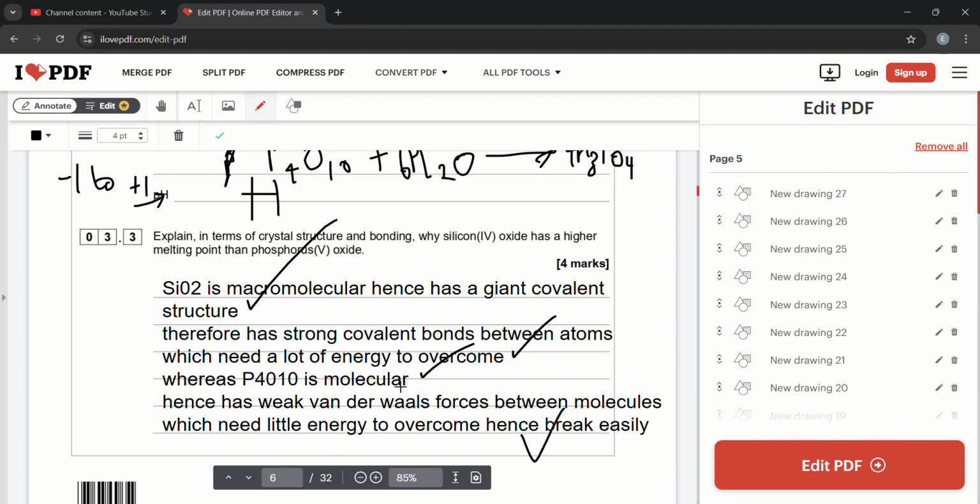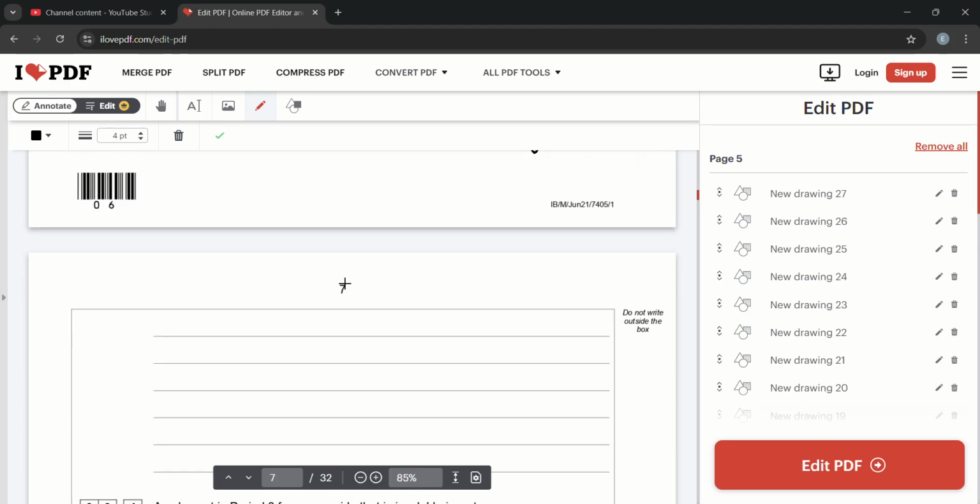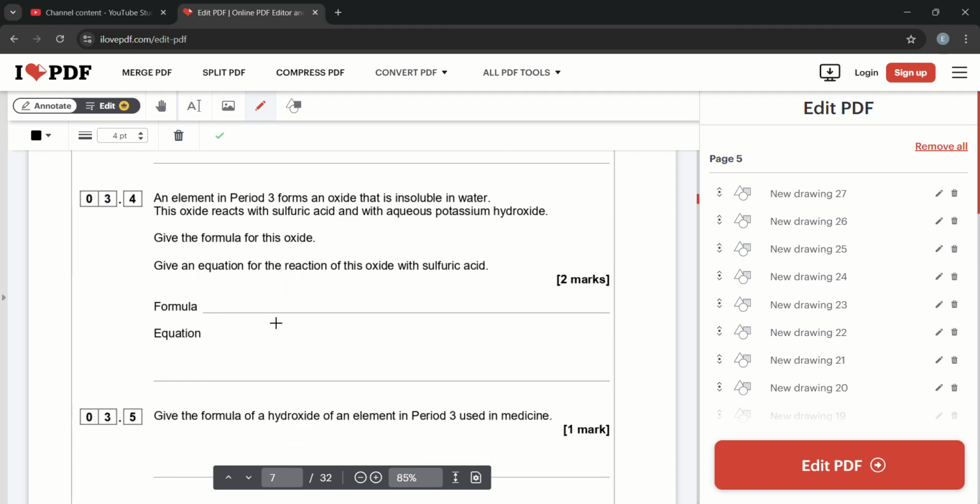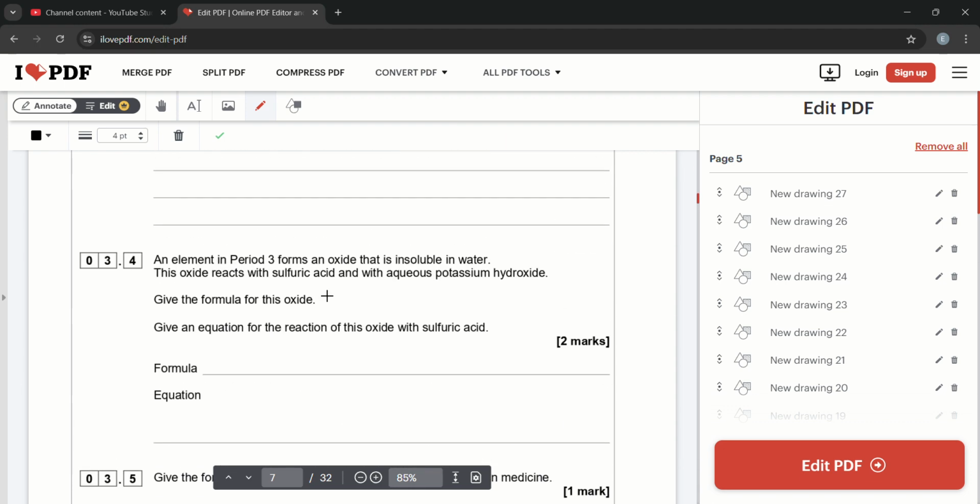And then you could say, if you wanted to, therefore silicon oxide has a higher melting point than phosphorus oxide. But that's not necessary. Then it says an element in period 3 forms an oxide insoluble in water. The oxide reacts with sulfuric acid and with aqueous potassium hydroxide. Give the formula of this oxide.